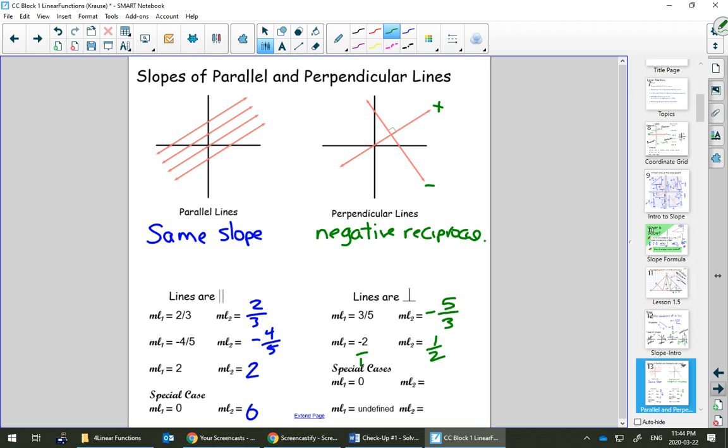Now we do have some special cases. The perpendicular to a horizontal line is a vertical line. So if the slope is 0, that means it's horizontal. The perpendicular line is vertical. Think about Johnny, and it's vertical, so undefined. If the slope is undefined, then the perpendicular to that would be a horizontal line, which is 0.